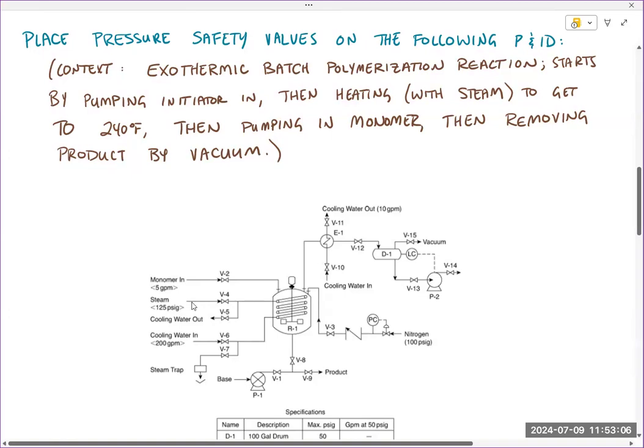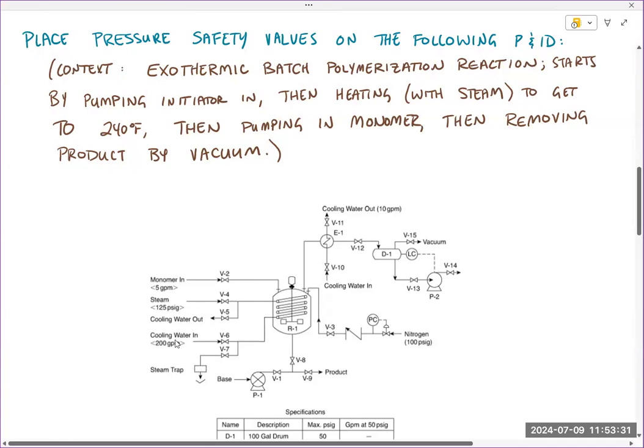So we do that by the steam jacket. Steam is going to come in this way through valve V4 into the steam jacket, and then it is going to exit this way. And then once the temperature is up to 240 or whatever it is, then we want to not heat that anymore, but we want to cool it because it's exothermic.